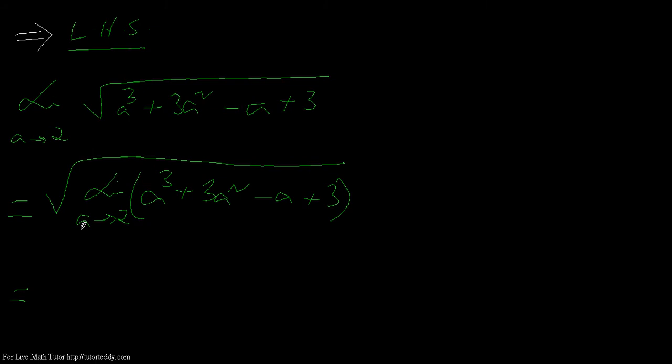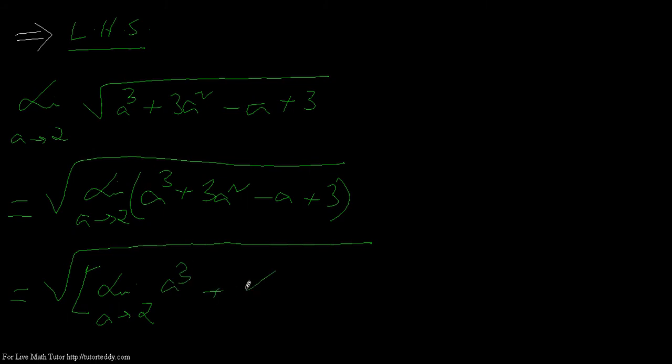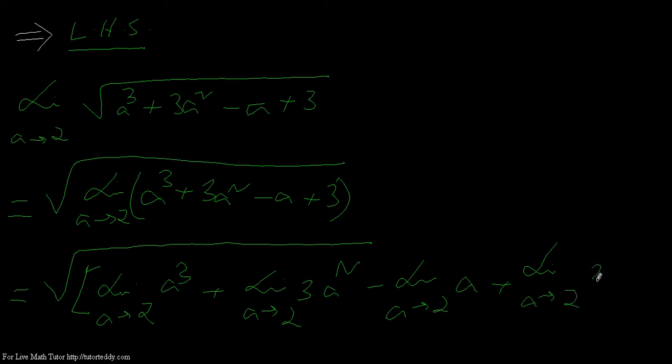Next, you can break down the terms. You can write the limit of the first term plus the limit of the second term this way. So in one bracket you write the limit a tends to 2 of a cube plus the limit a tends to 2 of 3a square minus the limit a tends to 2 of a plus the limit a tends to 2 of 3. You have the square root over the whole thing.